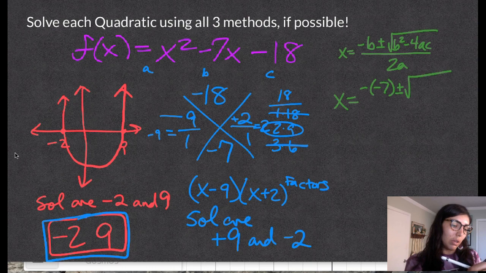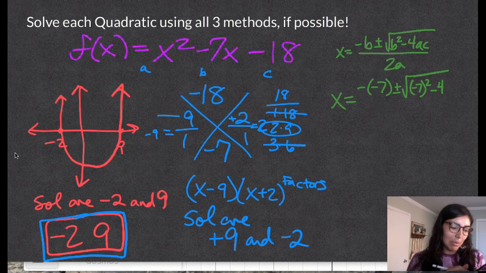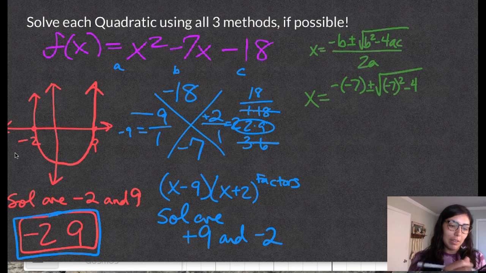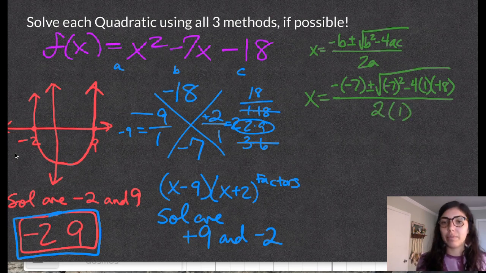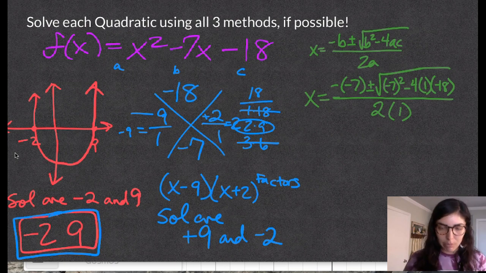plus or minus the square root of -7 squared minus 4. I'm running out of room. Let's see if I can move this to the side. Yep, okay. 4 times 1 times -18, that's a and c. All of that over 2 times a. Ooh, that's a mess. I don't want to calculate that in my head, and I'm sure you don't either.